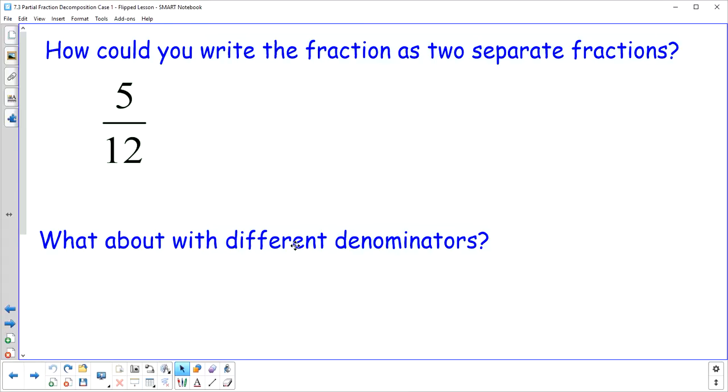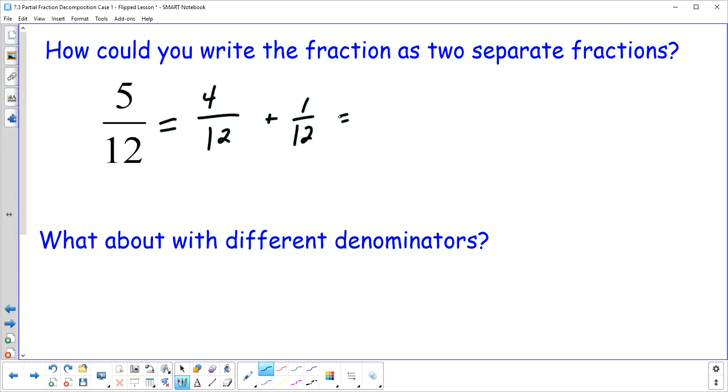Okay, so the basic idea of partial fraction decomposition means rewriting fractions. We're unsimplifying things in a lot of ways. It's kind of like how factoring and distribution are opposites. So if we think of 5 over 12, we could write it as something like 4 over 12 plus 1 over 12, or we could have also maybe thought 2 over 12 plus 3 over 12.